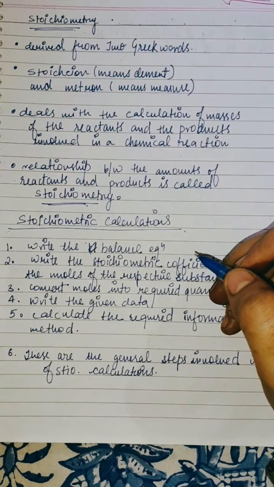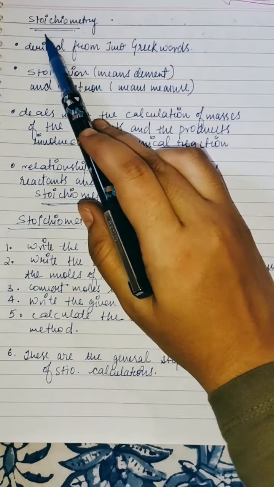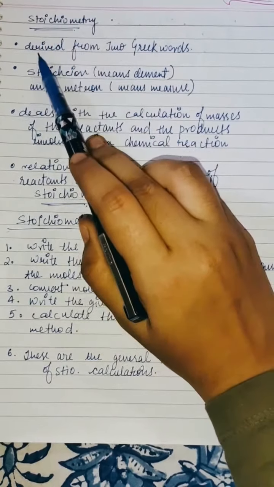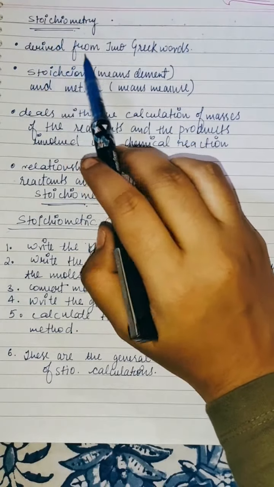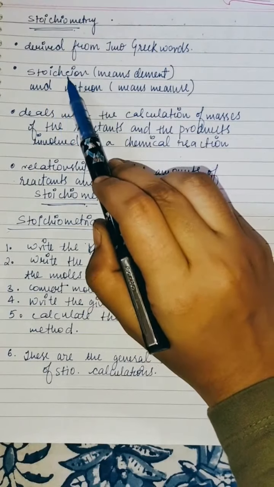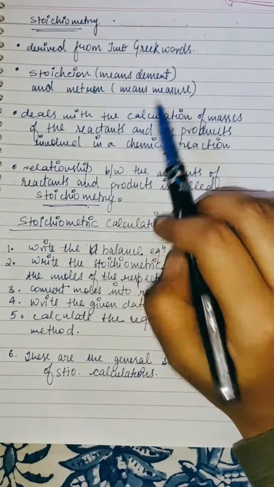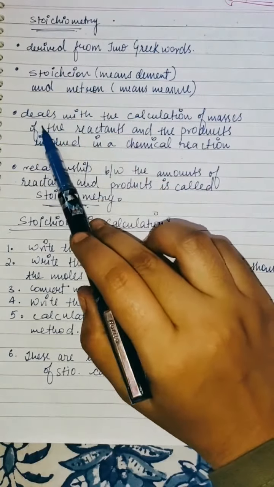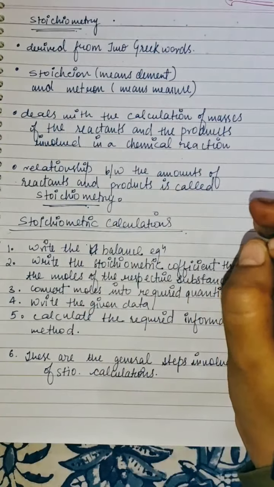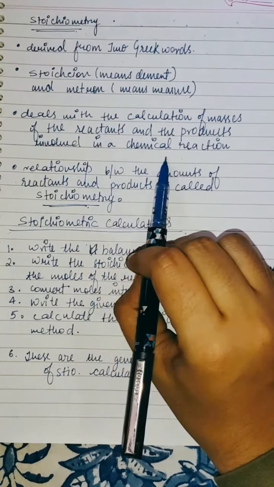Today we are discussing stoichiometry. Firstly, what is the meaning of stoichiometry? The word stoichiometry is derived from two Greek words, stoichion and metron. Stoichion means element and metron means measure. Stoichiometry deals with the calculations of masses of the reactants and the products involved in a reaction.